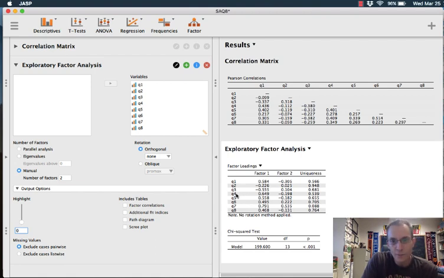Similarly, question 4 is positively correlated with factor 1, but negatively correlated with factor 2. So you can see each of these items has a different correlation with the two factors, the two latent constructs that are underneath this data. Now, these factor loadings are interesting because they themselves represent a decomposition of the variance.